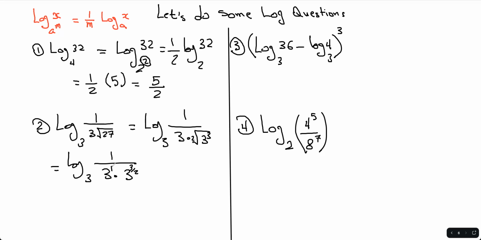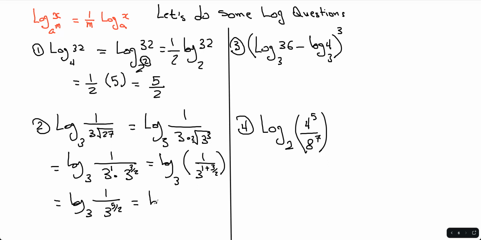Now, remember, this has a 1 on top of it. So I'm going to go log base 3 of 1 over 3, and add the exponents, 1 plus 3/2. So remember, 1 is the same as 2 over 2. 2 over 2 plus 3 over 2 is 5/2. So we could change this to log base 3 of 1 over 3 to the 5/2. And then I'm just going to bring the 3 to the 5/2 to the top.